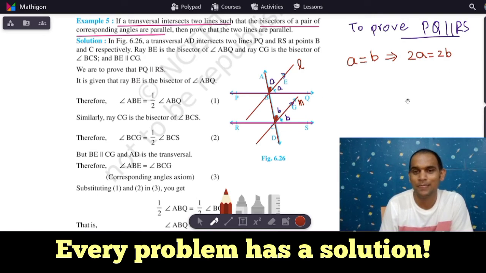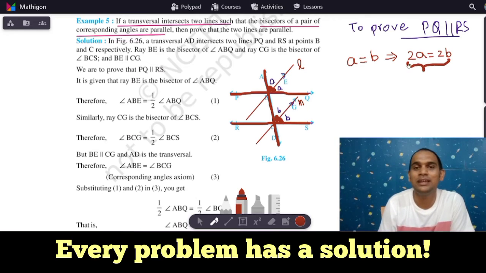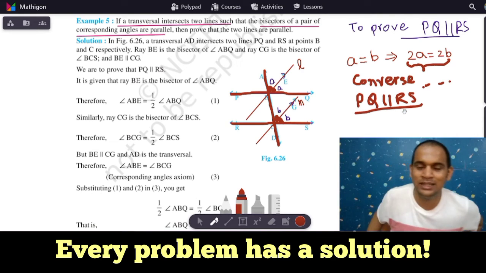Now try to observe. I'll consider PQ and RS as the lines, once again with AD as the transversal. So these are corresponding angles, right? Corresponding angles, according to the measurements we have given as variables, are 2A and 2B, and we have already shown that 2A equals 2B. So by the converse of the corresponding angle theorem, we can say that PQ is parallel to RS. Wasn't it easier? It absolutely is easier.